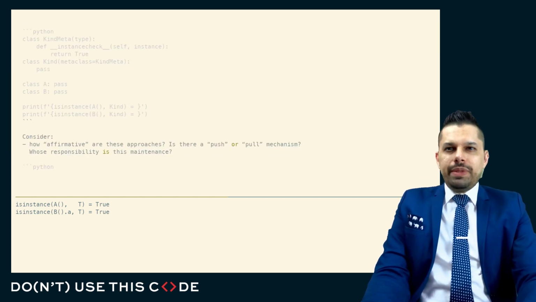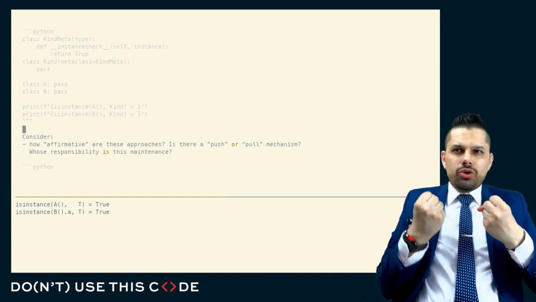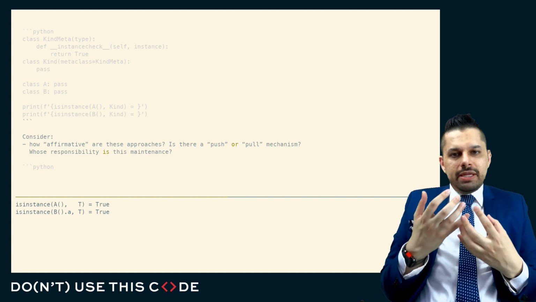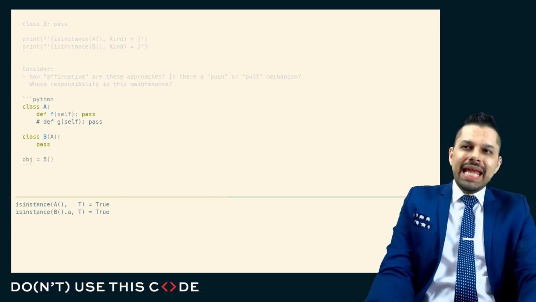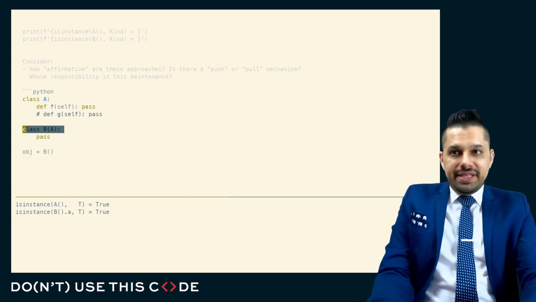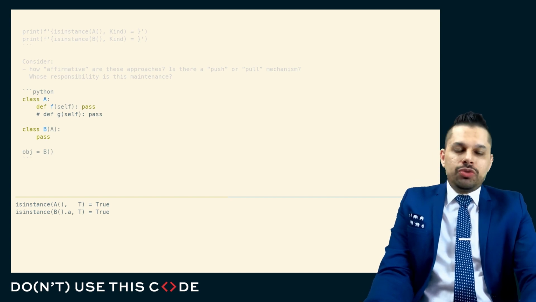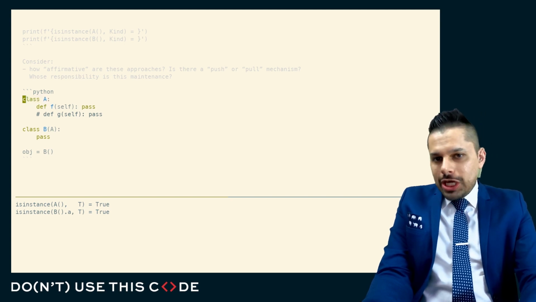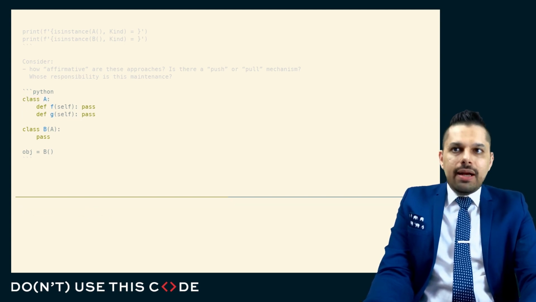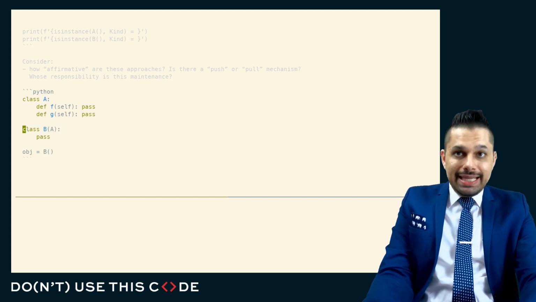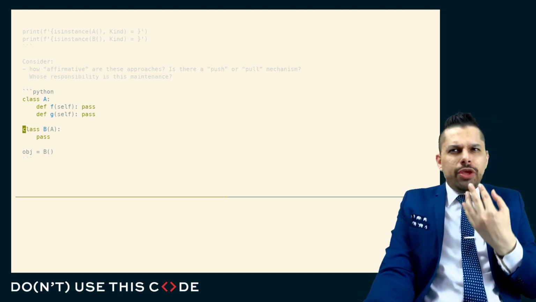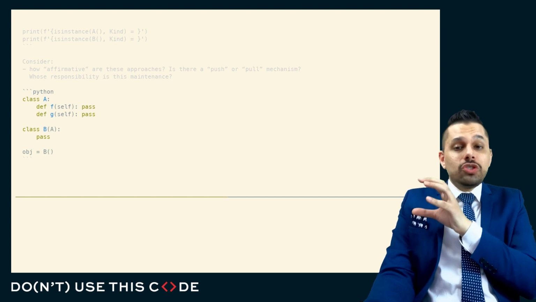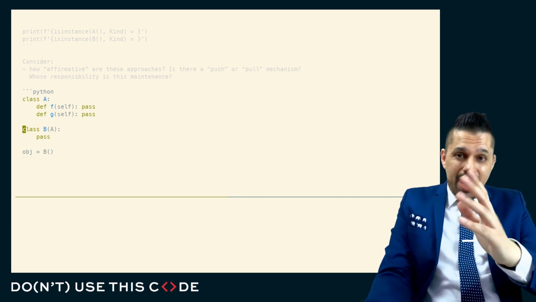Now, another consideration would be how affirmative are these approaches? Are these pull approaches or push approaches? And whose responsibility is the maintenance of this code sharing if one of the sides changes? Here's what I mean. If we use inheritance, you can see that type B has access to this shared code, has access to function f. And if class A changes later and adds in a function called g, type B automatically gets this. You can see that these are being pushed onto this type B without you having to affirmatively do anything. You don't have to explicitly say, oh, I want access to f and g. You just have to say, I want access to whatever A has, and you pass that through.